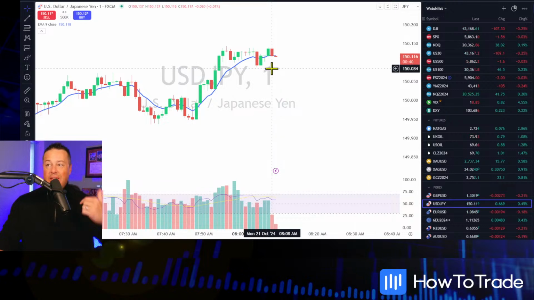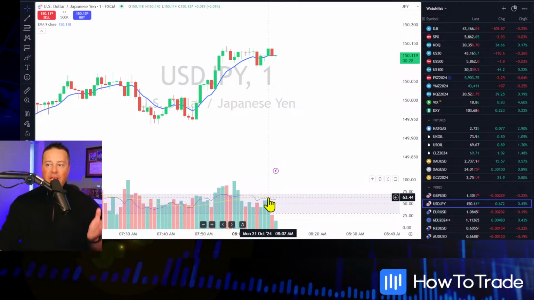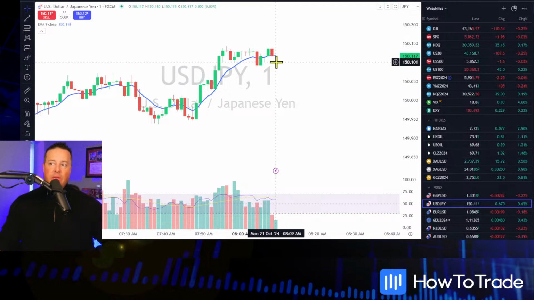And in that case, we're going to look for a breakout beneath our 9 EMA, and that's going to get us in. So right now, we're sort of hanging out around the upper bounds right here in this dollar yen. What we want to see is the RSI bump above 70, and then we're going to look to sell the market on a negative bar close beneath our 9 EMA.